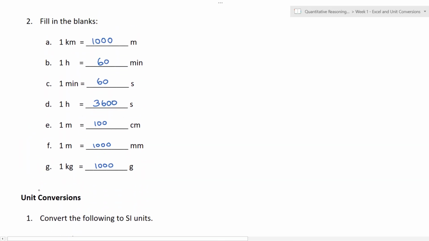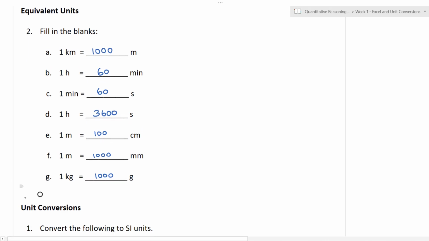Take a moment to just make sure you know how to do all of these on your own. These would not be given to you on a formula sheet. You're expected to know these equivalent units.